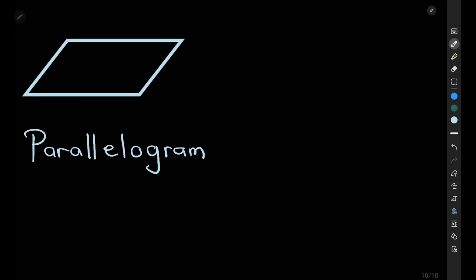So the first quadrilateral that we're going to be speaking about is a parallelogram. What are some of the properties of a parallelogram? The first thing that we realize about a parallelogram is that not all sides are equal. The only sides that are equal are the opposite sides. So let me try to use a different color for that. They are the opposite sides, meaning that this one is equal to this one and this one is equal to this one.